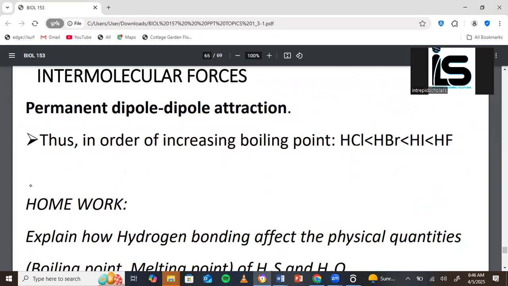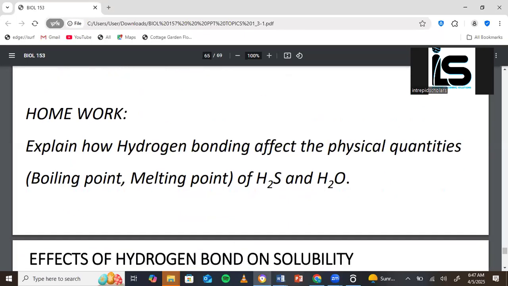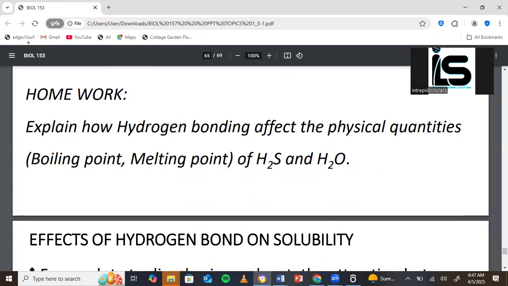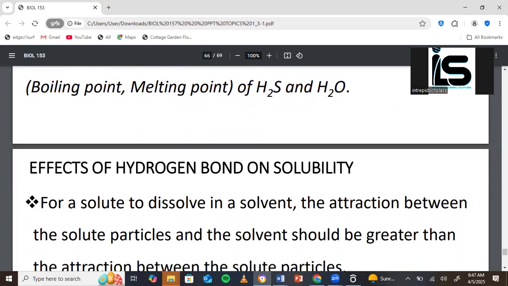Now let's look at this further. Clearly, the HF has the highest boiling point because it falls under the special type of permanent dipole that is called hydrogen bonding. That is why you see it having the highest energy there. Now there's a homework for us to try. They are asking us to explain how hydrogen bonding affects the physical property, that's the boiling and melting point, of H2O. Now, the boiling point of water is higher than H2S because water forms hydrogen bonds, which are very strong compared to H2S, which has a permanent dipole bond. That is a simple answer for that question.